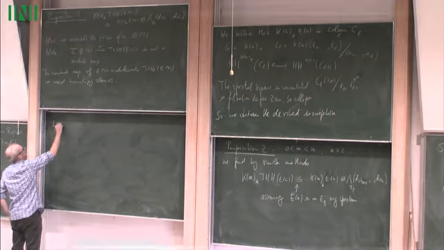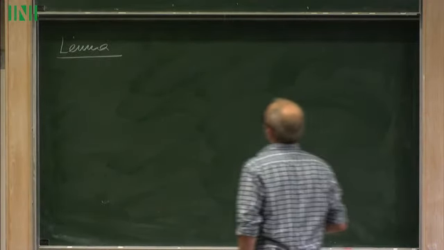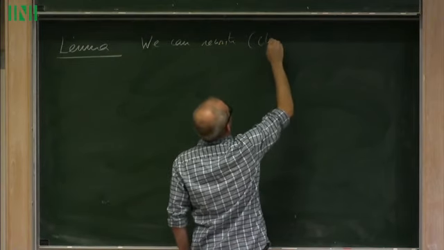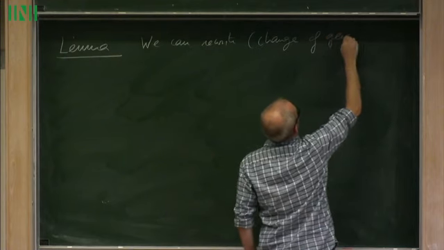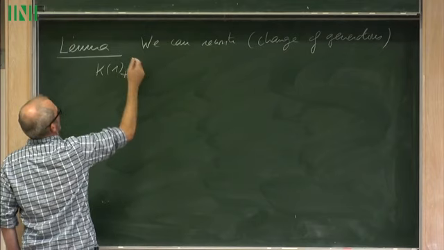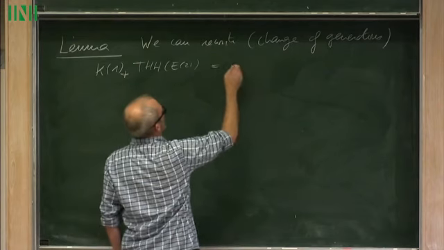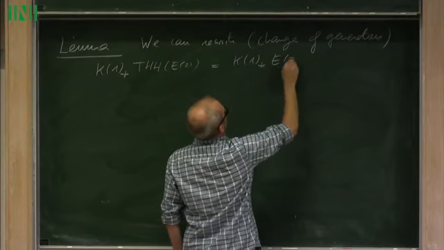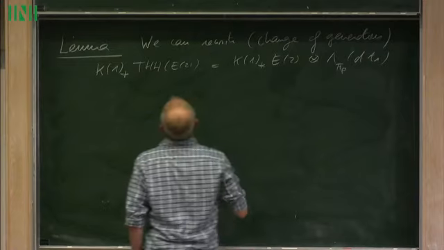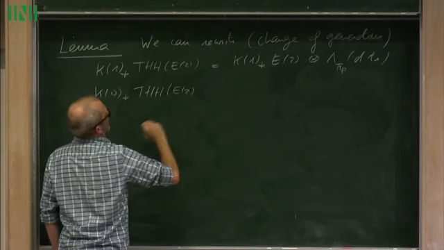So we have a lemma here that says that for E2, just changing the generators, K1 of THH of E2 we can write as Q1 E2 tensor the exterior algebra on DT1, and K0 the same, okay?